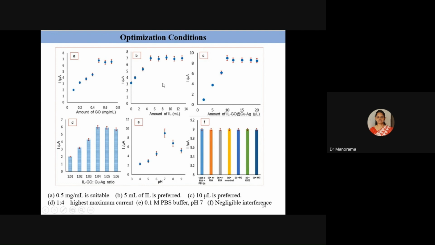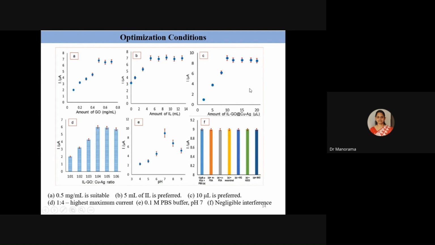And in the case of the amount of ionic liquid, how much ionic liquid we have to prefer, we have optimized different amounts of the ionic liquid during the preparation of the nanocomposite. It is found that if 5 ml of ionic liquid is used, the current is maximum, and after that, if we increase the volume of the ionic liquid, the current stays steady. So 5 ml is okay.